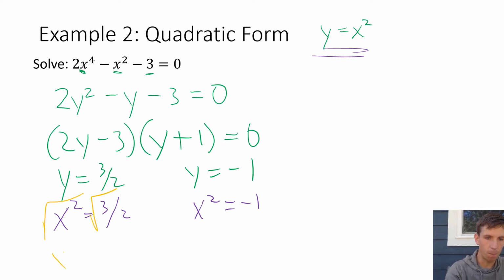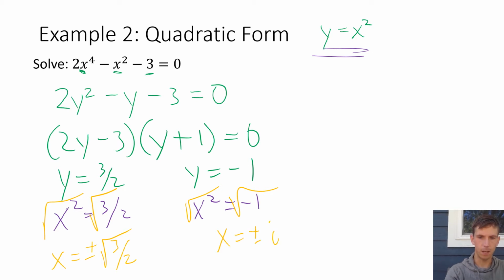The main thing you have to remember, whenever we take the square root of both sides, is to add a plus or minus. So this is plus or minus the square root of 3 over 2. Same thing over here. x will equal plus or minus i. If you want to simplify this square root, plus or minus square root of 3 over 2, we can rewrite that as plus or minus root 6 over 2. We multiply the top and bottom by root 2.